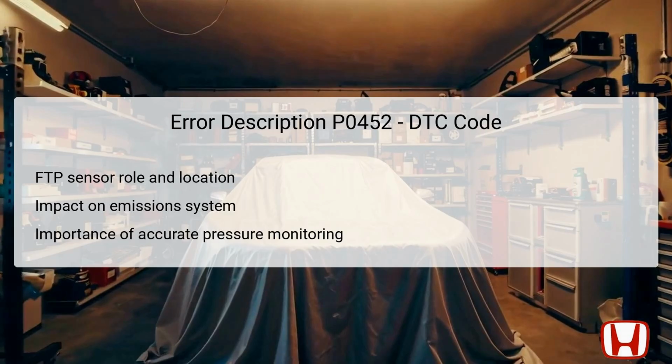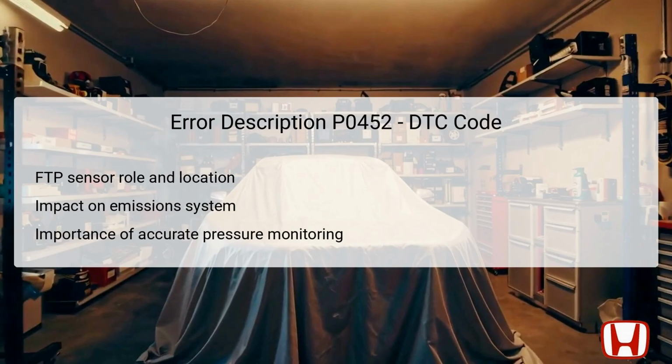The FTP sensor plays a crucial role in the vehicle's evaporative emissions control system by monitoring the pressure levels in the fuel tank. It is typically located inside the fuel tank, where it gauges variations in fuel vapor pressure to ascertain the proper function of the emission system. Anomalies in pressure can indicate leaks or other issues that may lead to increased emissions and subsequently trigger the P0452 error code.